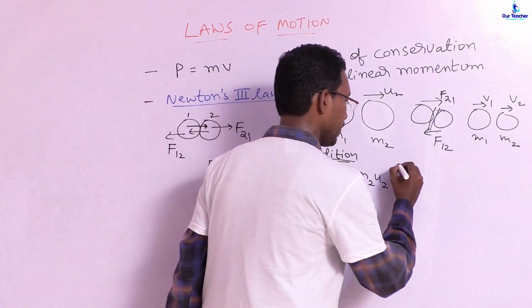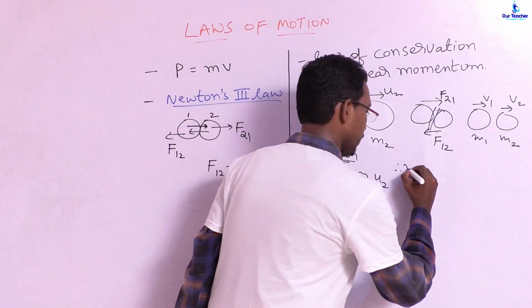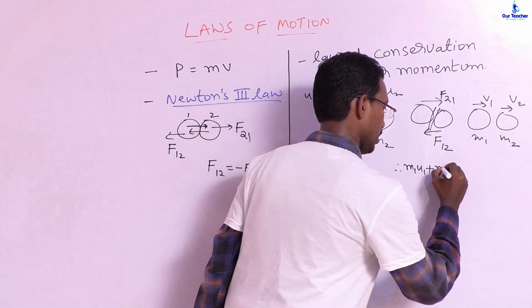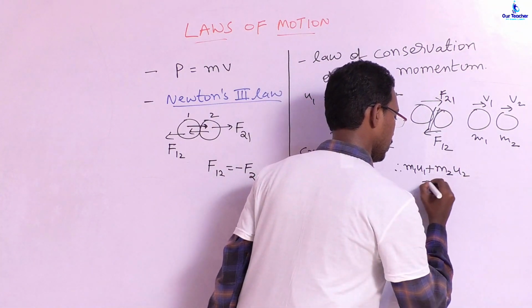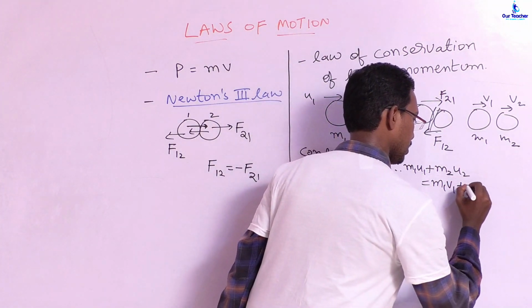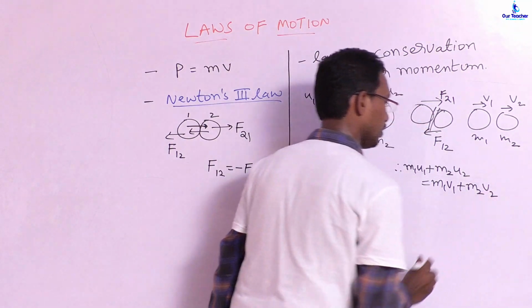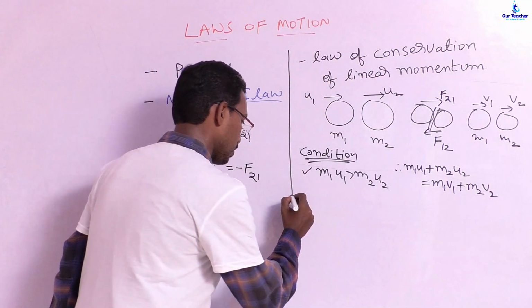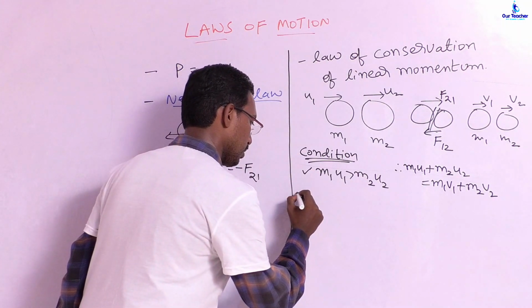So finally, we conclude with the formula: m1 u1 plus m2 u2 is equal to m1 v1 plus m2 v2. Okay.